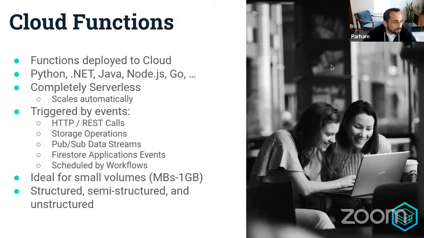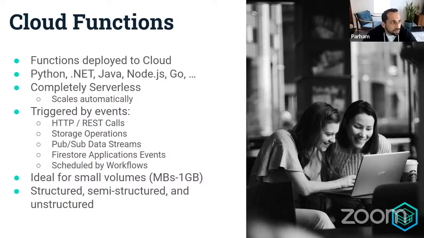So what are cloud functions and what are the benefits? Cloud functions, just like their name, are code or functions, just pure code that are deployed to the cloud. They're super easy because you can take any script, any code, any function that you have and easily deploy them and run them on the cloud. And they can be written in a number of different languages. For right now, Google supports Python, .NET, Java, Node.js, Go, PHP, Perl, and that number is growing.